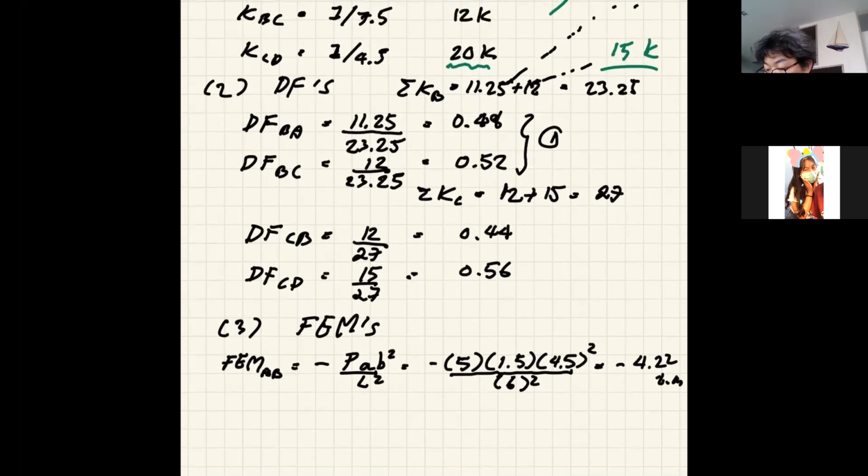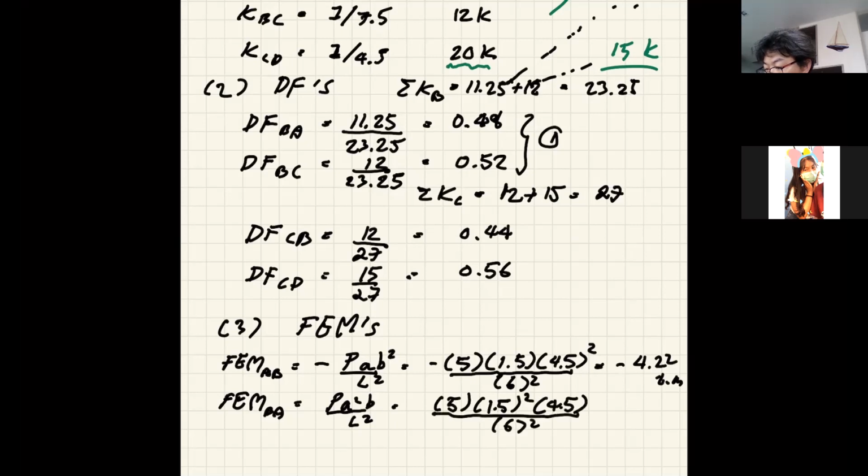And FEMBA, that is PA square B over L square, that is 1.5 square, 4.5 divided by 6 square. Okay, so that is 1.41 ton meter.